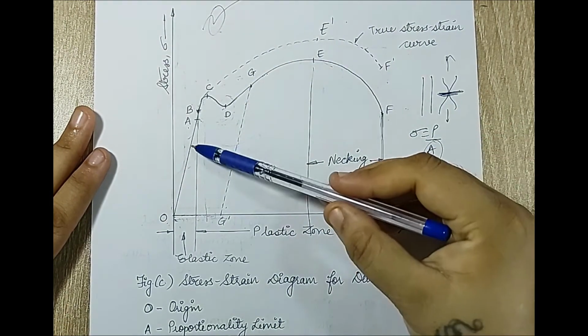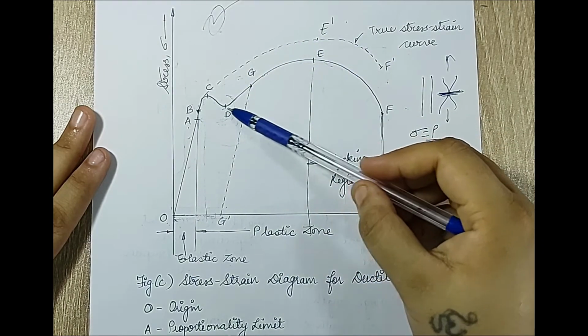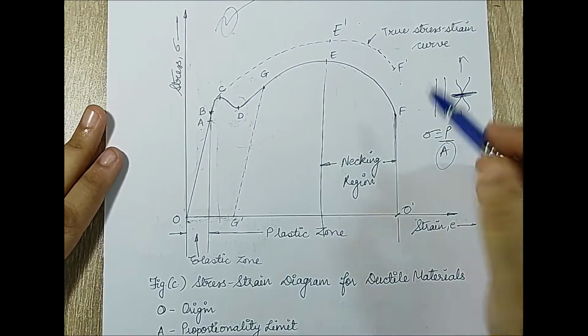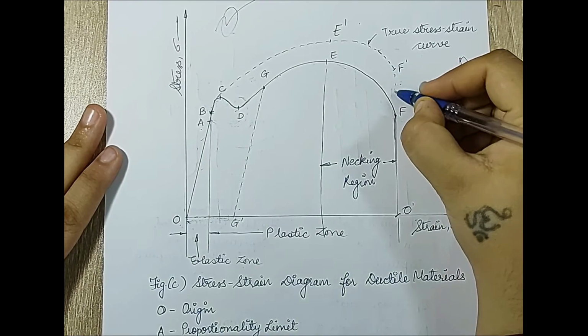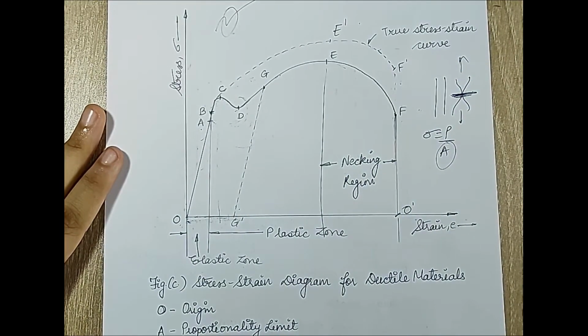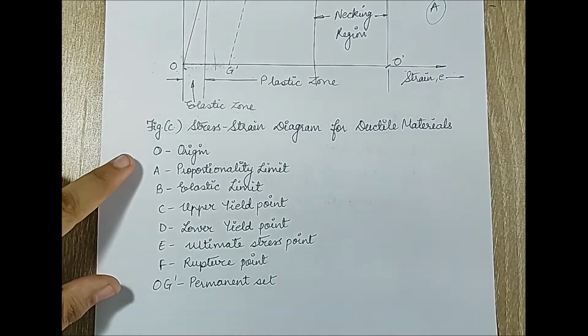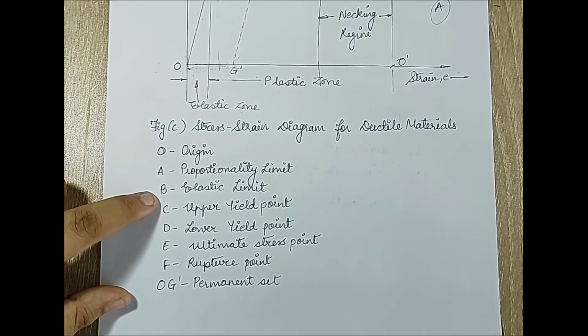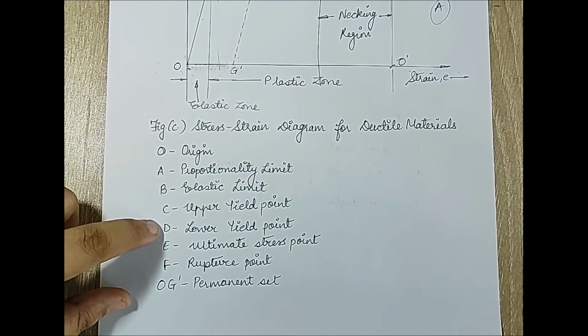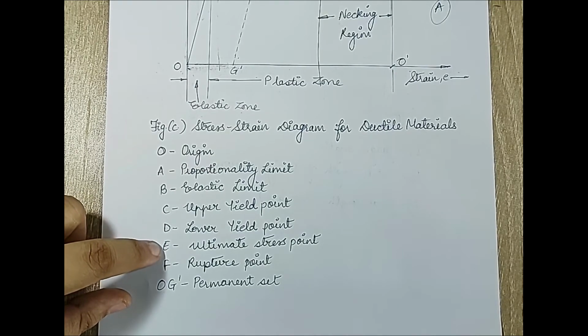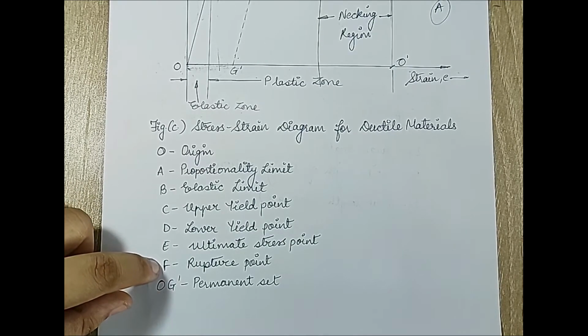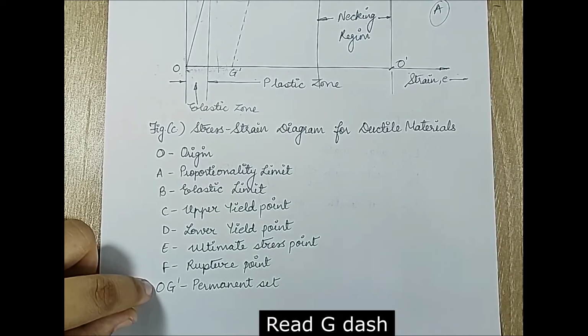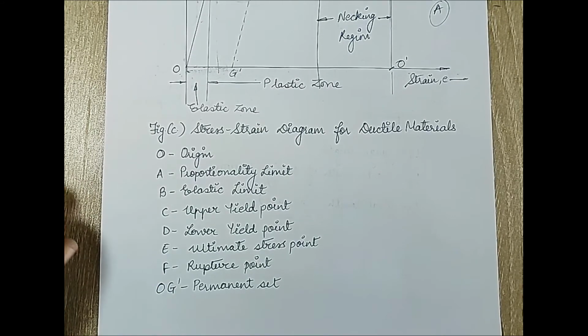But in real life, we do not obtain this. We obtain a graph something like this. And obviously this point is also going to join back and come back to 0. Here you can see I have marked all the points. O is the origin, A is the proportionality limit, B is the elastic limit, C is the upper yield point, D is the lower yield point, E is the ultimate stress point, F is the rupture point, and OG is a permanent set on the material.